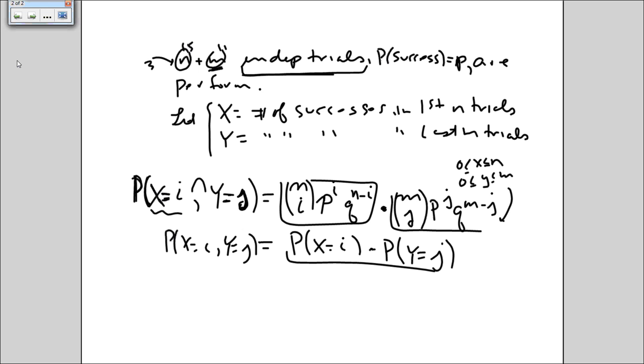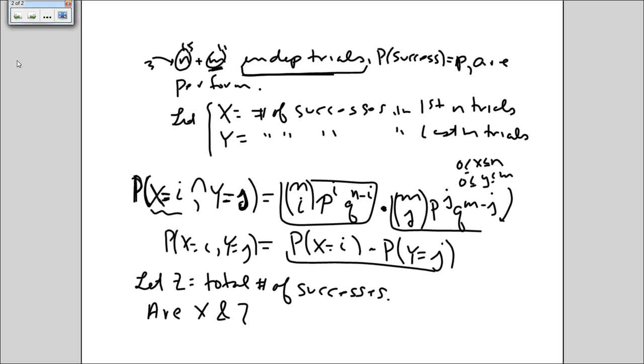Now, here's the next question. How about X and the total number of successes, Z, are they independent? Okay, one should pause the tape and think about it. The answer is no.